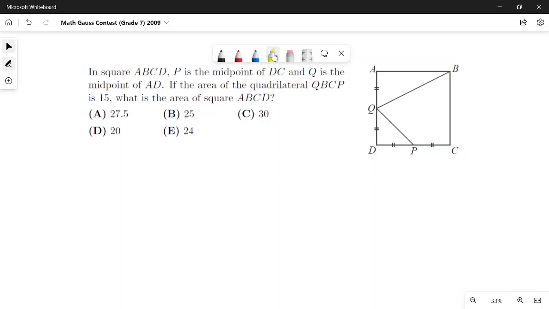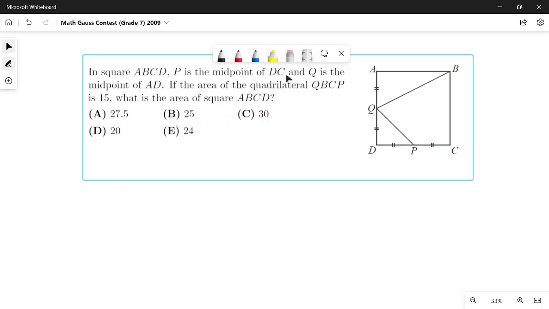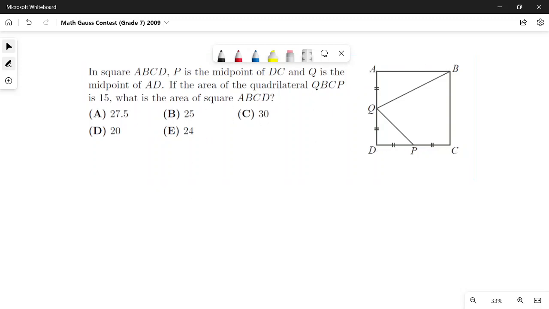In square ABCD, P is the midpoint of DC and Q is the midpoint of AD. If the area of the quadrilateral QBCP is 15, what's the area of the square ABCD?